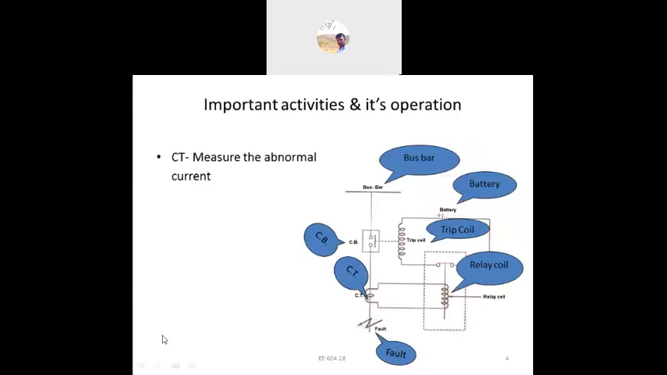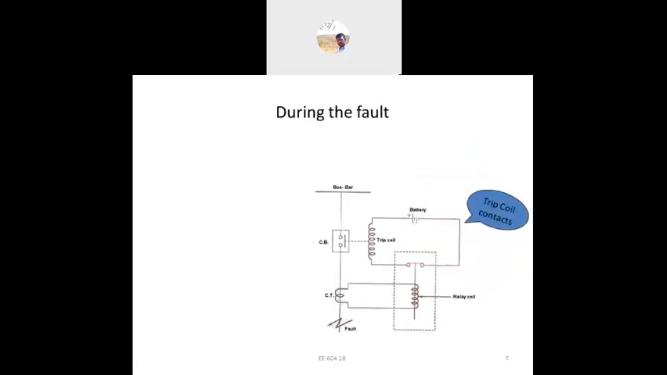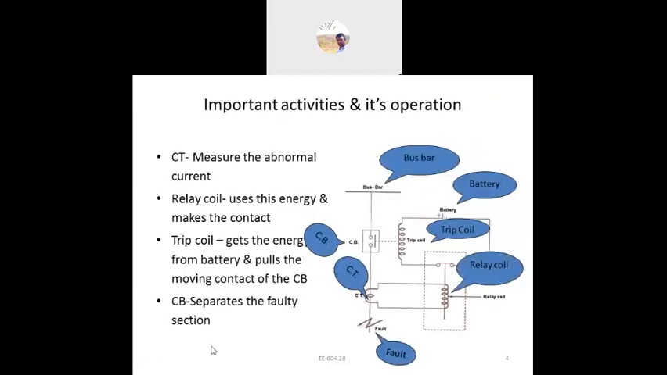Here, the important thing is how the relay system is activated. This is the bus bar. In the bus bar we have connected the line, and here is the circuit breaker. The line is connected to the bus bar. Here is a CT, a current transformer, and CB is the circuit breaker. So here is the circuit.